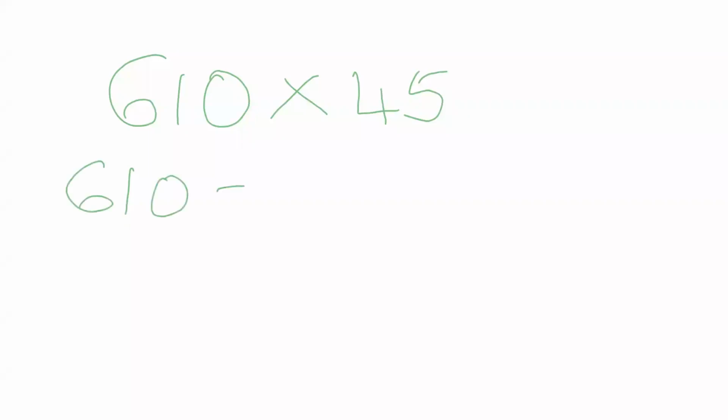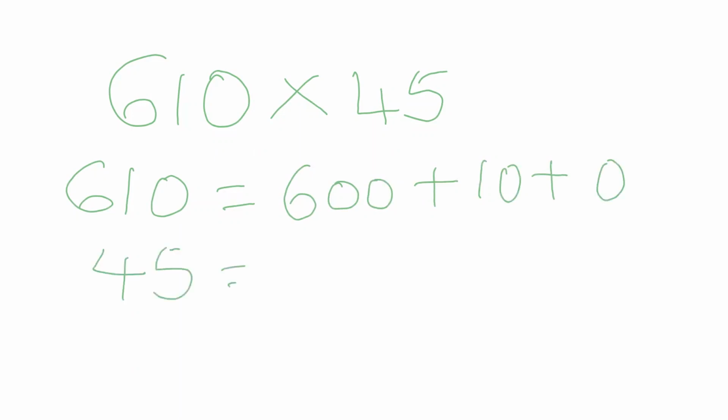610 multiplied by 45. Now first we are going to write the expanded form of 610. The expanded form is 600 plus 10 plus 0. And 45 expanded form is 40 plus 5.